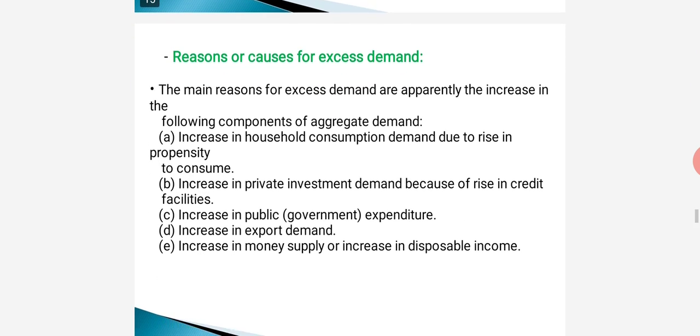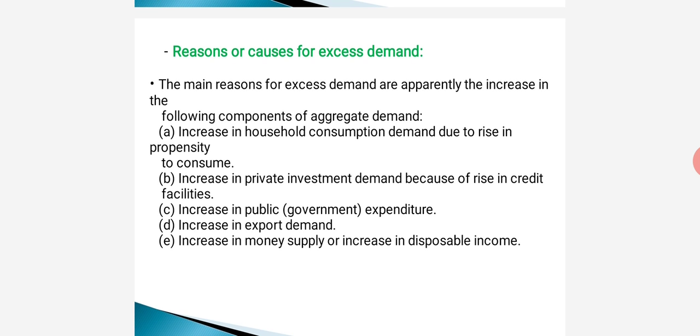What are the reasons or causes of excess demand, children? The main reasons for excess demand are the increase in the following components of aggregate demand. We know the components of aggregate demand. First, increase in household consumption demand due to rise in propensity to consume. Second, increase in private investment demand because of rise in credit facilities. Third, increase in public or government expenditure. Next, increase in export demand, increase in money supply, or increase in disposable income are the causes of excess demand.